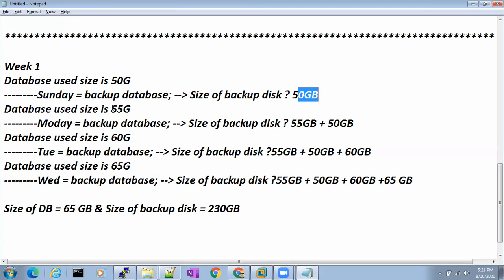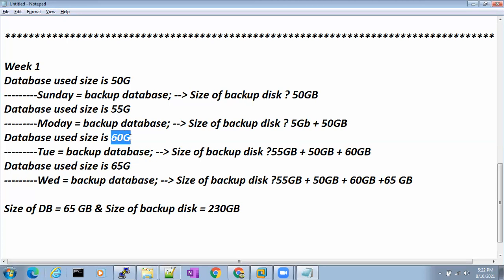Day 2, Monday is 55 GB. What should be the size of the backup? Size of the backup should be only 5 GB. Already we have 50 GB, which is utilized, so today, Monday's backup is 5 GB, plus the 50 GB makes 55 GB.